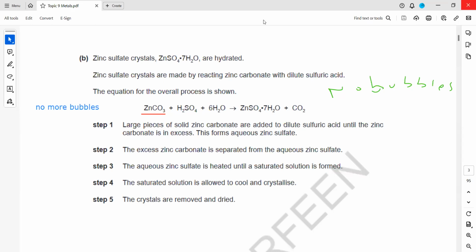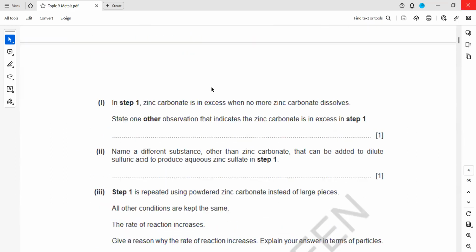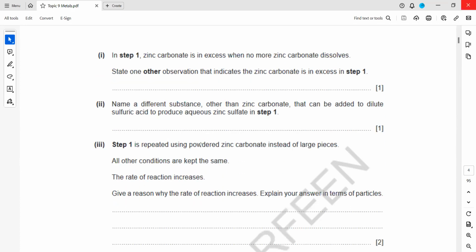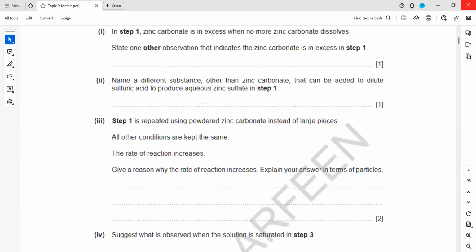No more bubbles, that you can mention, but you cannot mention start settling of the solid, because this part is already mentioned. There is no more zinc carbonate dissolving. So it is already there. You're not supposed to write the same thing. That's why you have to mention another observation. No more bubbles or effervescence you can mention. So no bubbles are there. No bubbles produced, fizzing or effervescence you can mention.